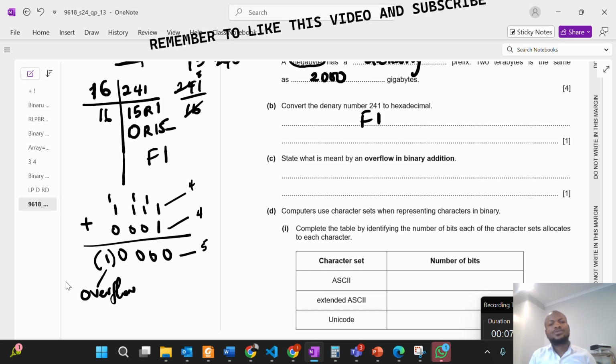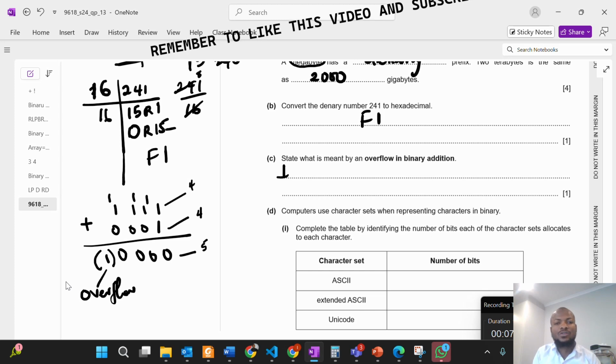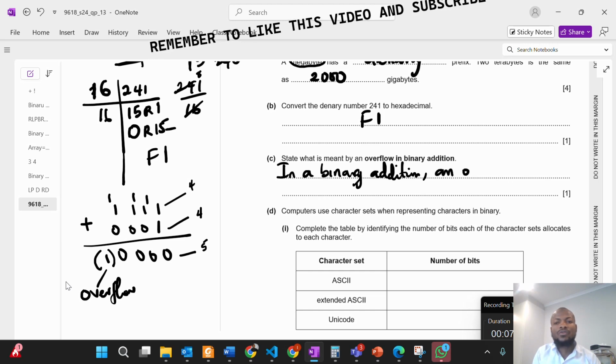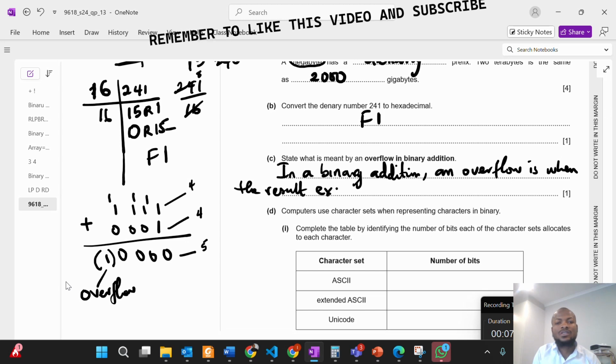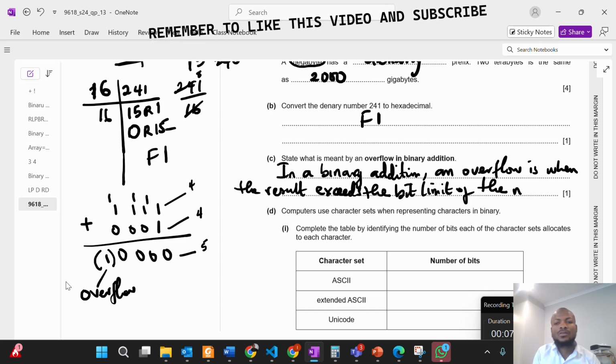So an overflow is when the result of a binary addition exceeds the bit limit of the numbers being added. Okay, please don't mind my writing.